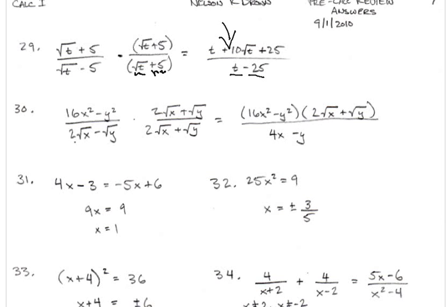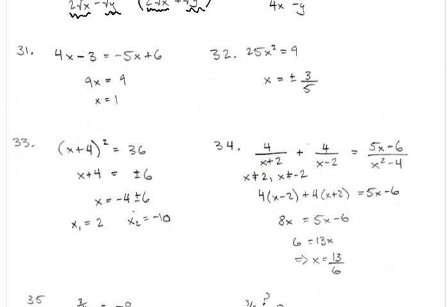Number 30, right? Same thing. We take 2 times the square root of x minus the square root of y, and we multiply it by 2 times the square root of x plus the square root of y. Notice that we have to multiply both the top and the bottom because since the numerator and the denominator are equal, it's the same thing as 1. So I haven't changed the expression at all by multiplying the top and bottom by the same thing.